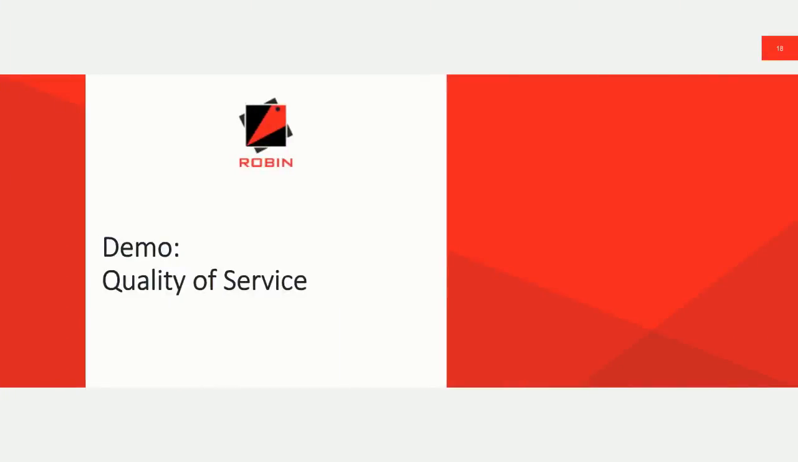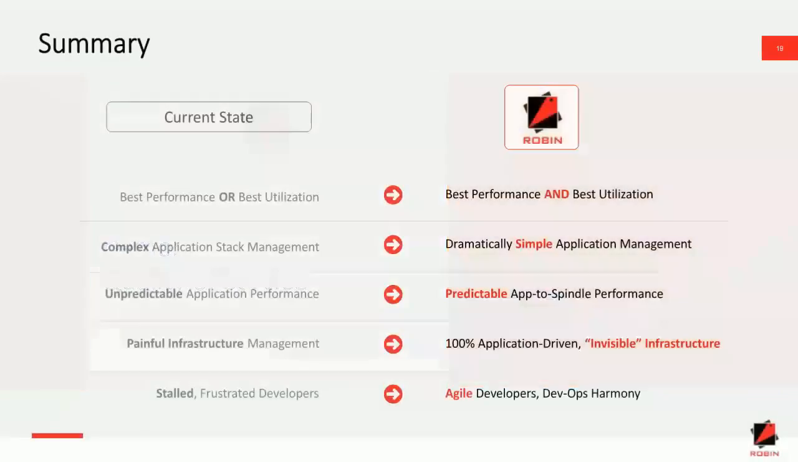All right, so coming back to slides here, we are almost towards the end of the presentation. So let's summarize what we saw today. If you look at your current state, you either have to choose between best performance, in which you get poor consolidation, or you have to choose best utilization, in which case you are sacrificing performance. So it's an or. With Robin, we can give you best performance and utilization of the server by giving you performance isolation for your app.